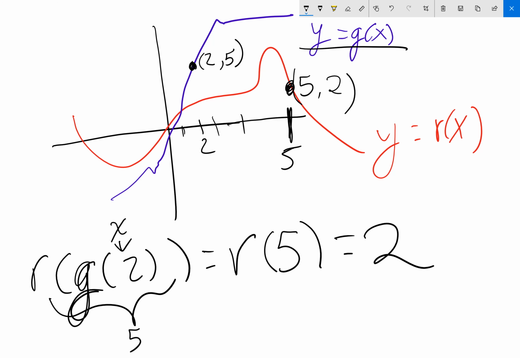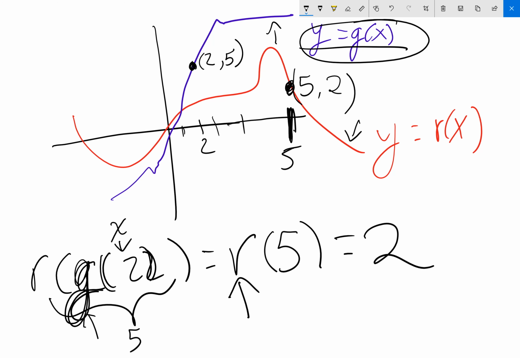So we're looking at the input 5, but because we're looking at the function r, we're looking for the point on this red graph, not this blue graph. Here we were looking for the output when x is 2 of the function g, so we look at the g function graph, which is in blue. So we don't stop here, right? We stop here.